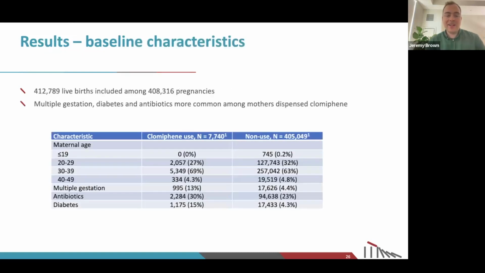And looking at the baseline characteristics, we have about 400,000 live births. And we can see from this table that clomiphene users have a higher percentage of multiple gestation, so 13% versus 4.4% for non-use. And we can also see that diabetes, which is potentially a major confounder, is more prevalent amongst clomiphene users than non-users. Diabetes being associated with a number of congenital malformations including cardiac malformations.